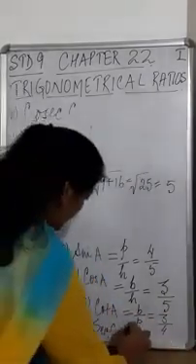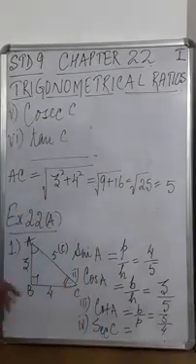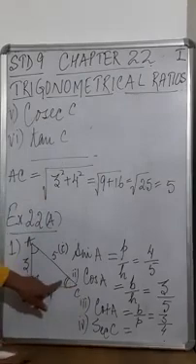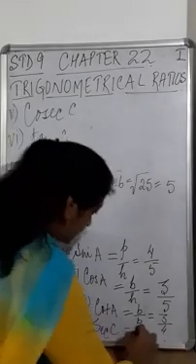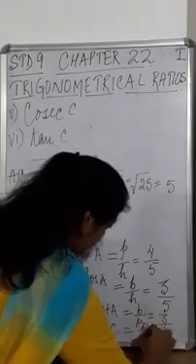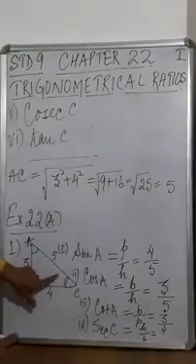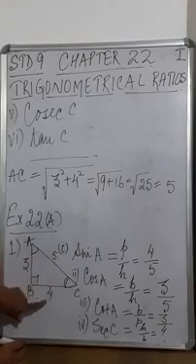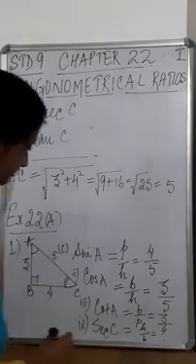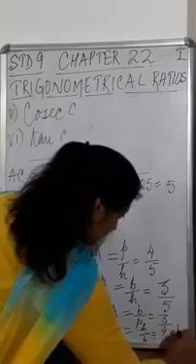Then sec of angle C. Sec is the ratio of hypotenuse by base. For C, hypotenuse is 5, base is 4. Hence the ratio will be 5 by 4.